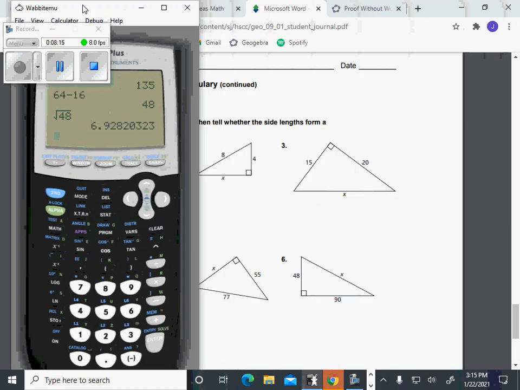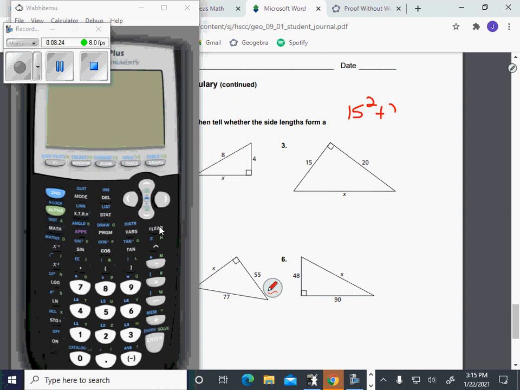Number three, we have 15 and 20, so we know that 15 squared plus 20 squared is going to equal x squared. Type it into our calculator. 225 plus 20 squared equals 625. And the square root of 625 is 25. So x is going to be equal to 25. And yes, it does form a Pythagorean triple.